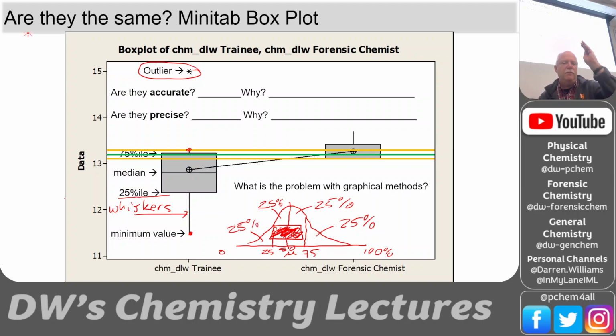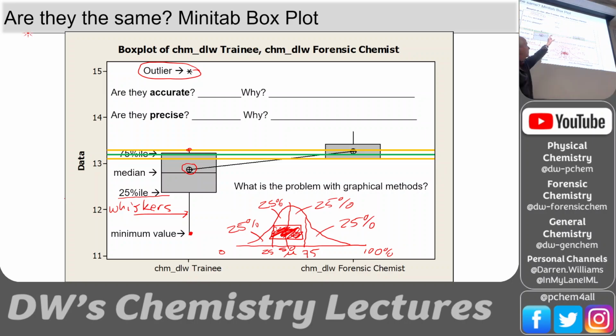The median is the middle data point. It's not the mean. The mean can be shifted by outliers, and you see that this mean is a little bit higher than the median because of that outlier. It's shifted up a little bit. Okay, so that's a box and whiskers plot.